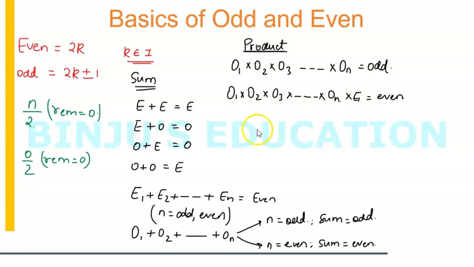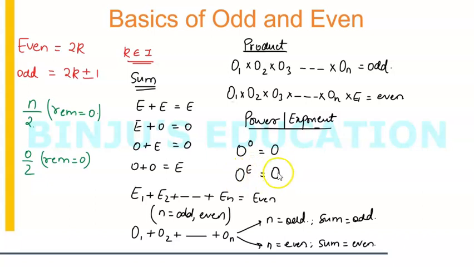Okay. All right, let's talk about the powers or the exponent part. If you do odd to the power odd, result is always odd. If you do odd to the power even, then also result is odd. If you do even to the power odd, result is even. And if you do even to the power even, then also result is even.